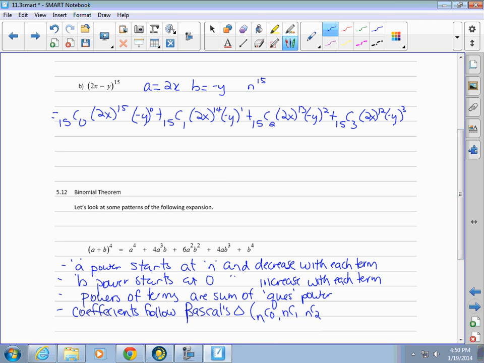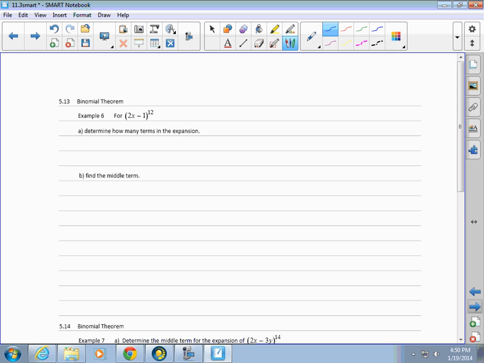Okay, next example says, for 2x minus 1 to the 12, determine how many terms are in the expansion. So we know that if the power is 12, then there's always going to be one more term than power. So this one would have 13 terms.